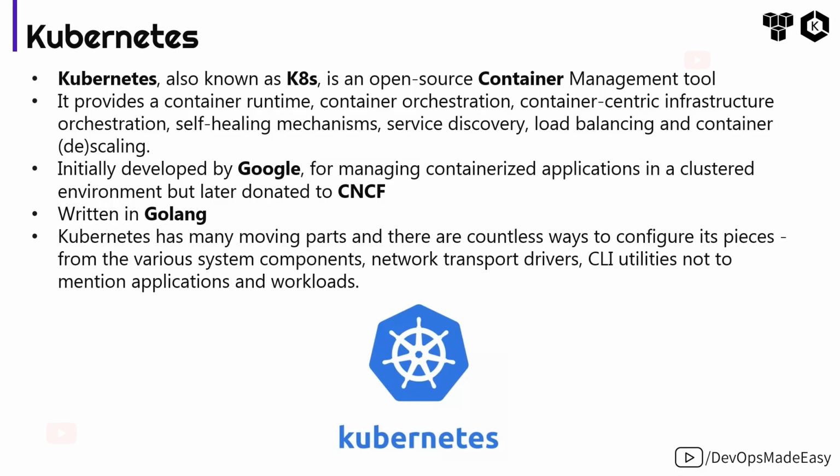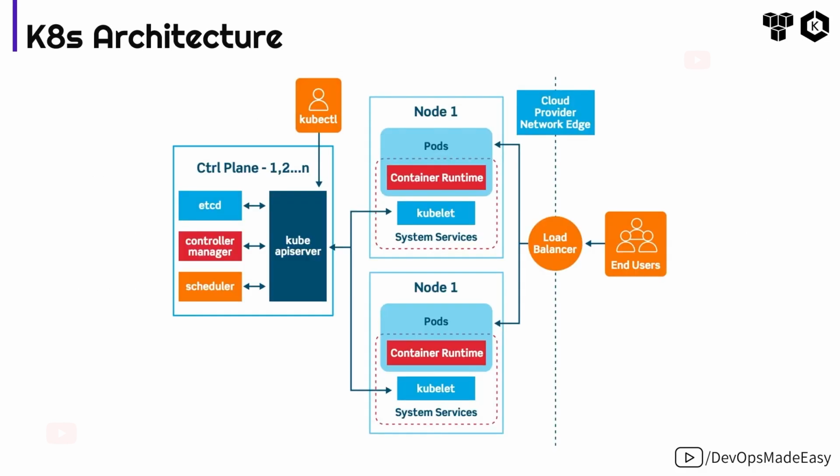Kubernetes may have multiple moving parts, and there are multiple ways of configuring them, coming to the various components necessary to set up the cluster, and providing the networking between the pods, and the CLI tools necessary to talk to these clusters for deploying applications and managing them. So Kubernetes is not easy to deploy, so there are multiple components.